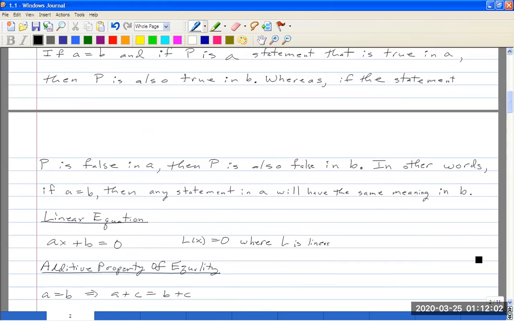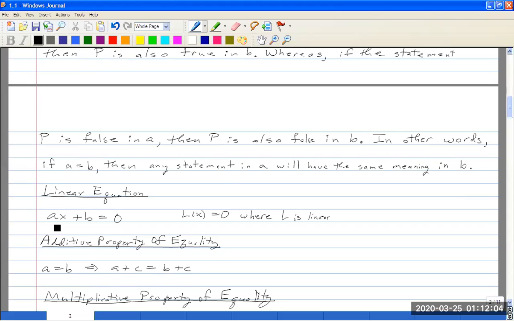A linear equation is an equation of the form AX plus B equaling zero. And so this is a linear equation in the variable X. It's just some linear function, L of X equaling zero, where L is a linear function in the elementary algebra sense of what we mean by a linear function.